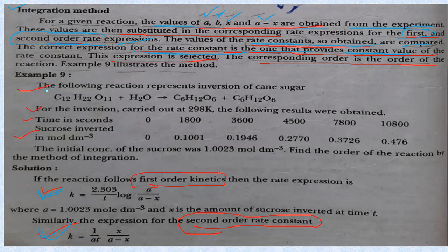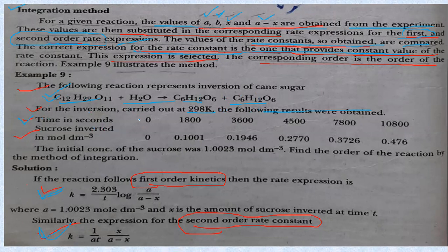This is the inversion of cane sugar. You are reacting this with the water molecule and you are getting these 2 molecules, which we have studied in the previous lecture. The reaction is carried out at 298 Kelvin, that is, at 25 degree Celsius. This reaction is taking place.